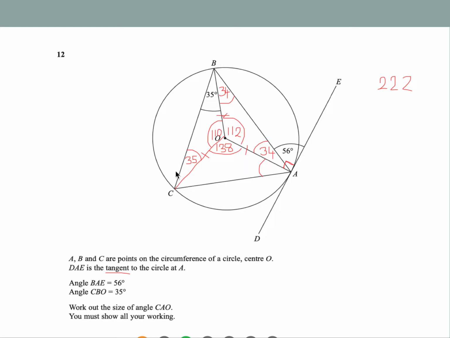Now, as this is an isosceles, these two angles are going to be the same. So what are we left with? We're left with 42 degrees. So half that, both of these must be 21. So that's our answer. Okay, next question.